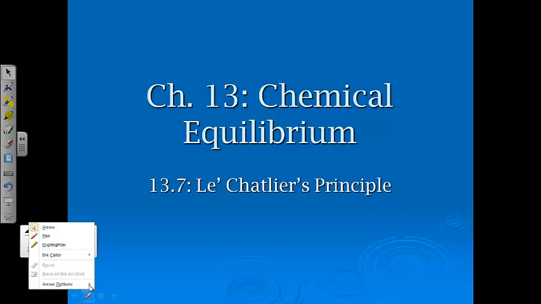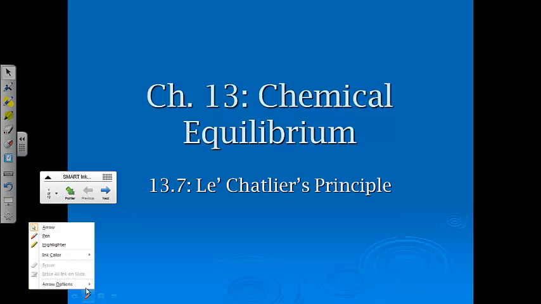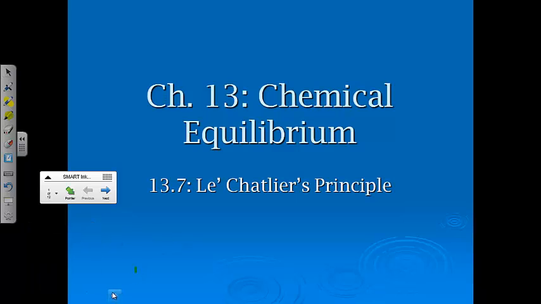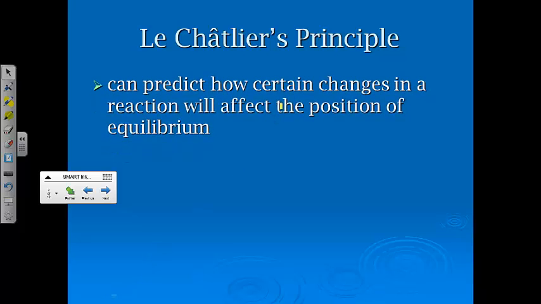Okay, today we're going to cover what I refer to as Le Chatelier's principle, still dealing with equilibrium. So let's go through this. Le Chatelier's principle states that we can predict how certain changes will affect the position of equilibrium. Remember, position has to do with what side of the arrow it lies on. If it lies to the right, it's going to favor the products. If it goes to the left, then it's going to favor the reactants.